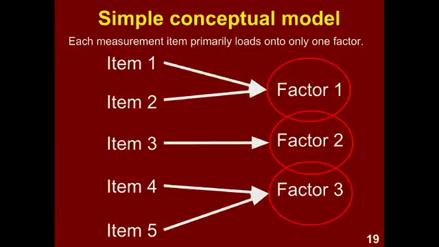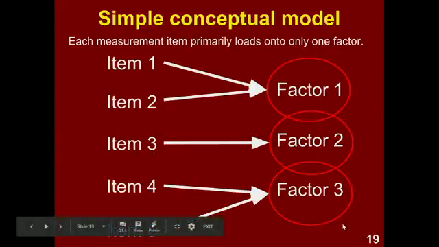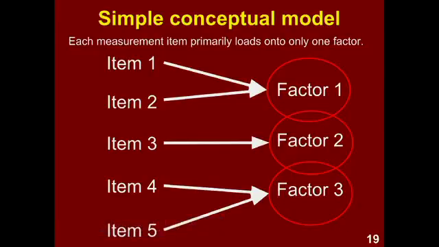Here's another simple model. We don't have to have the same number of items per factor. In this case, items 1 and 2 belong to factor 1, item 3 belongs to factor 2, and 4 and 5 belong to factor 3. That's still a simple model. Each item strongly maps to one factor.